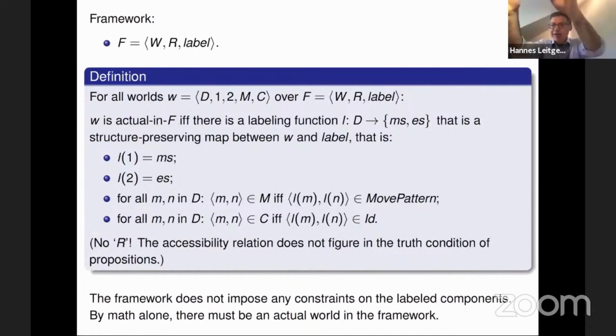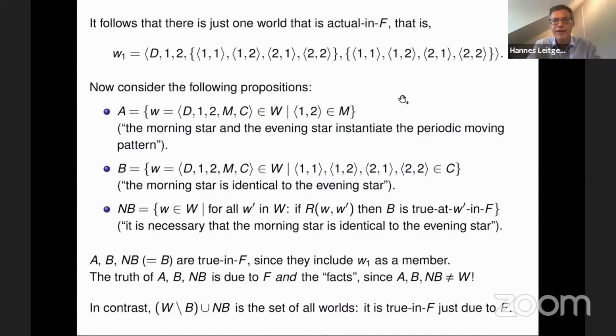But whatever the morning star and the evening star out there are like, I must be able to capture their structure by one of my worlds in the framework because I've run through all the possibilities. Same idea as before. It follows here that there is exactly one world that is actual, and that's not a big surprise. This is this one thing here. Venus equals morning star equals evening star. So Venus does stand in the movement pattern with respect to itself, okay? And you get the full congruence relation. 1 and 2 are both mapped to Venus, and you get the full C relation.